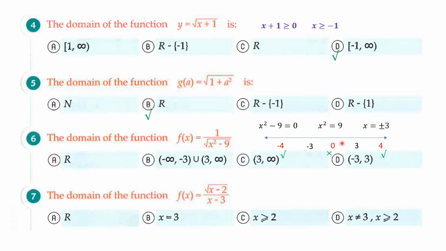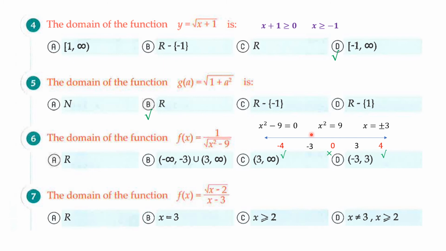Let's try the 0 over here. Replacing a 0 would give me an error because I'm going to get root of negative 9, and that's impossible. Replacing a 4 would give me again root of 16 minus 9, and there's no problem with that. That's a positive number. So what do you think, which answer is right?